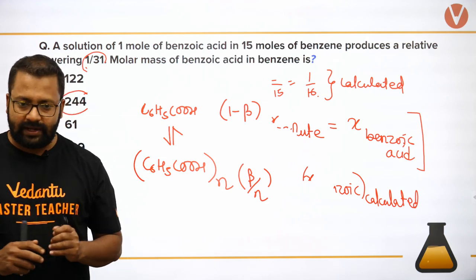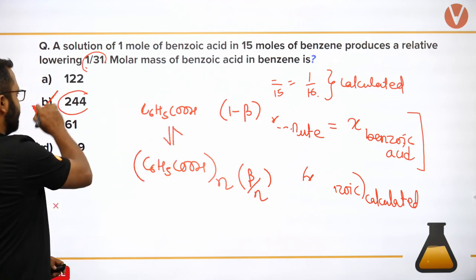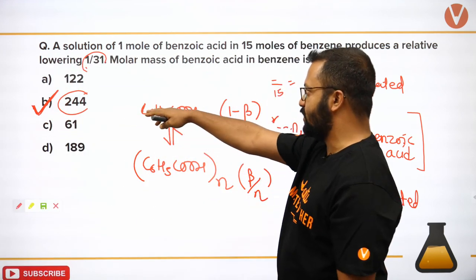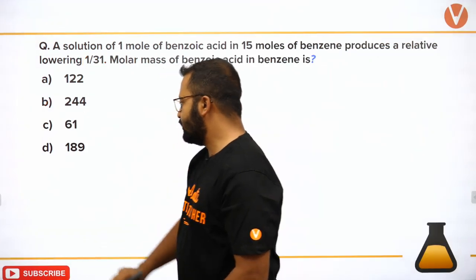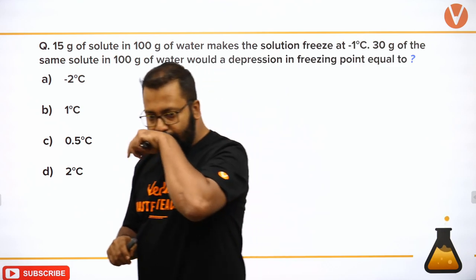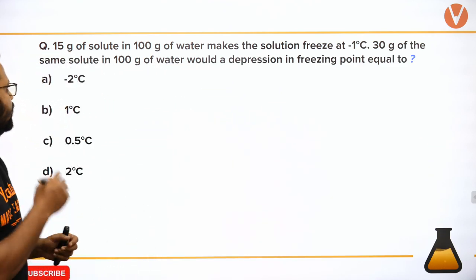Okay, so let's move on to the next question. I hope everybody has calculated. The answer has to be 244. It is association, so the value is increasing. Okay. Let's move on to the next question.